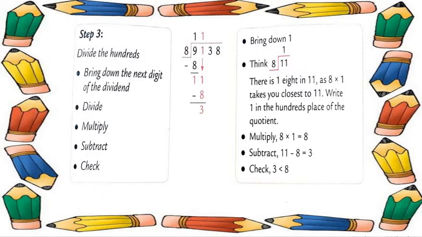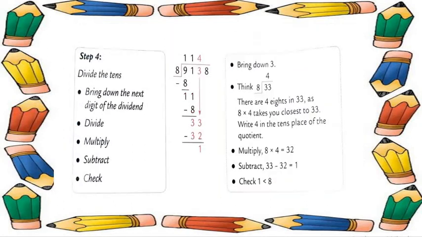Okay, now we move on to step number 4. Let's check here step number 4, all students. One by one we read all the things. Dividing the tens. See here. Then after dividing the tens, step number 5 is what all students? Dividing the ones. First of all we have done dividing the thousands, dividing the hundreds, and now we come to dividing the tens. And then further we move on to dividing the ones.